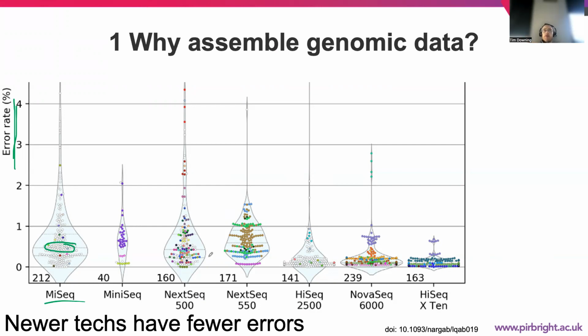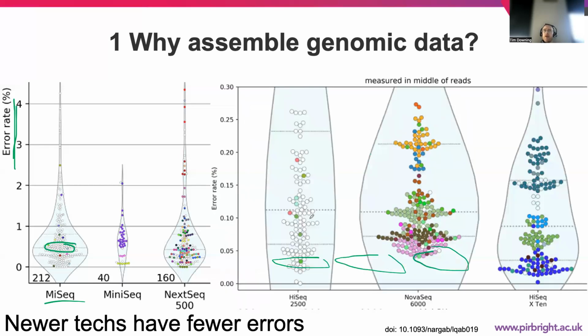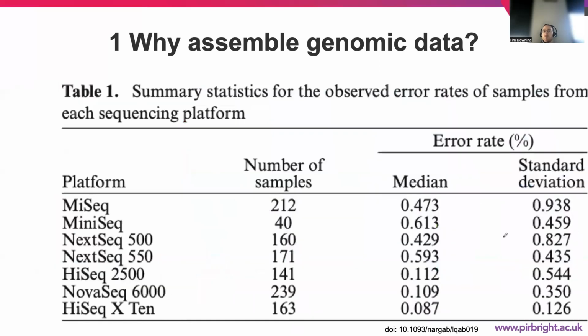For newer technologies like HiSeq and NovaSeq and other variations of HiSeq, you can see the error profile is lower. If you zoom in as well, you can see that now you're talking that the error rate might be 0.1% or thereabouts for newer efforts in sequencing. And that's summarized in this table here.